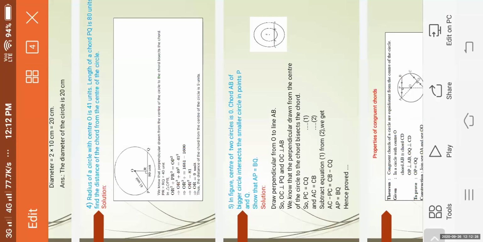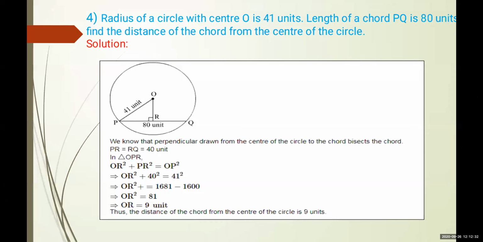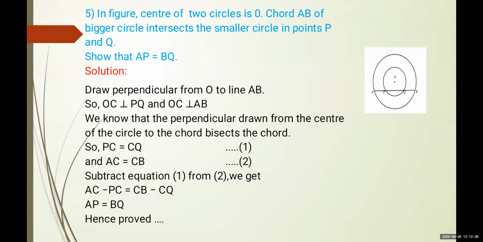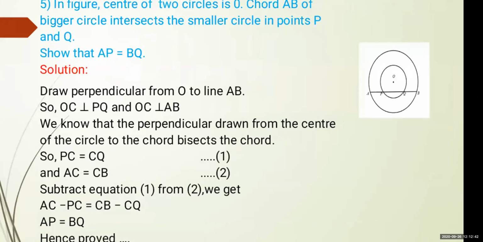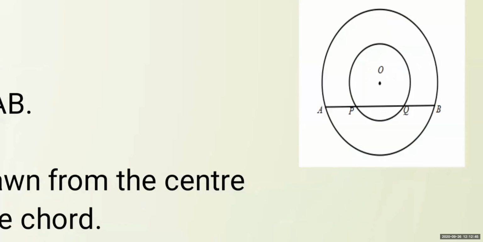The question from exercise 6.1, fourth, I think fifth question this is. In the figure, the center of two circles is O. You can see here two circles. These two circles, what is the type of this circle? It is a concentric circle because the center is the same, but the radii are different.